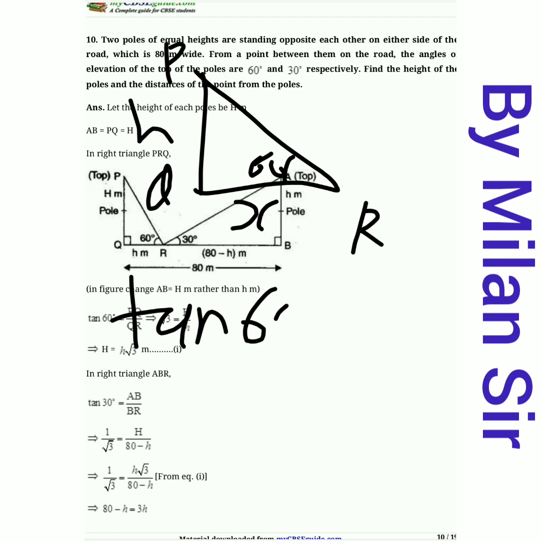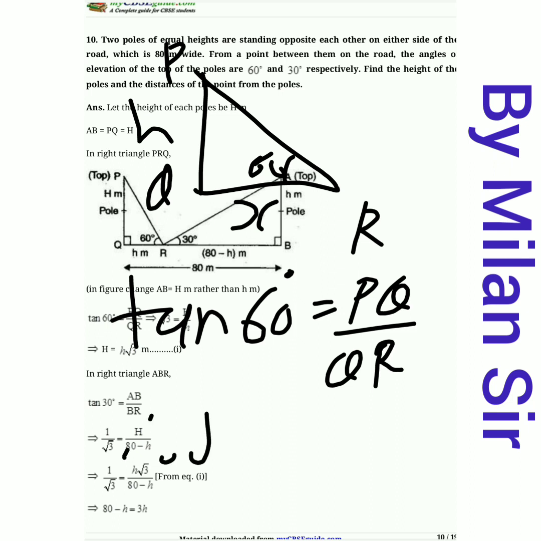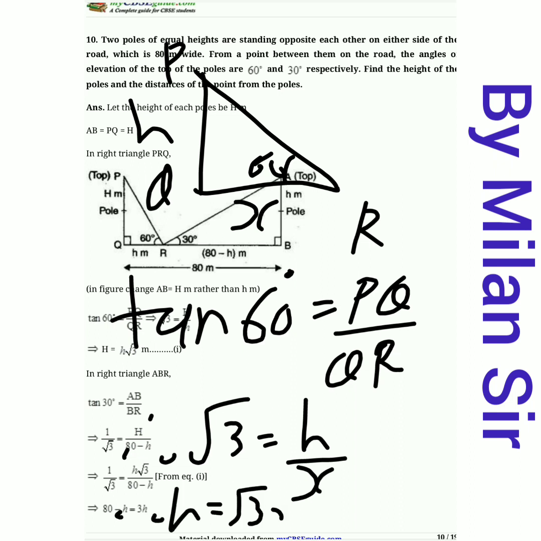So tan 60, opposite side PQ upon adjacent side QR. Now the value of tan 60 is under root 3. PQ is h, and QR is x. So h is equals to under root 3 x. If we transfer x to the left hand side, it goes to the numerator. So h is equals to under root 3 x.